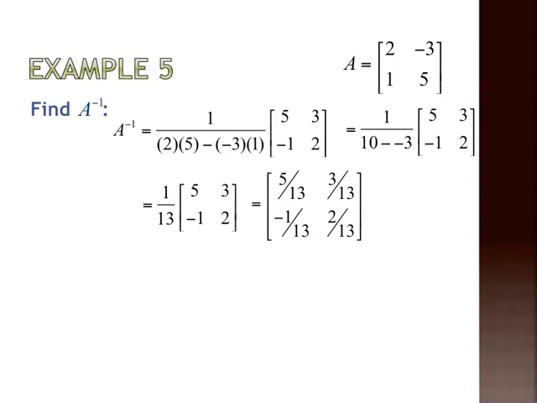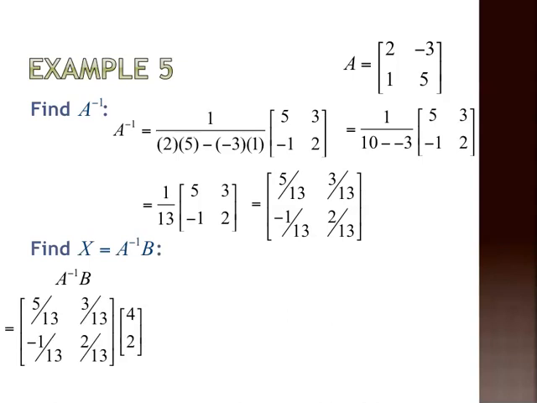Remember, we're trying to find the matrix of variables. So what we're going to do now is multiply our matrix, the inverse of A, times the matrix B. Now remember, B is equal to 4, 2. So this is what we're multiplying.